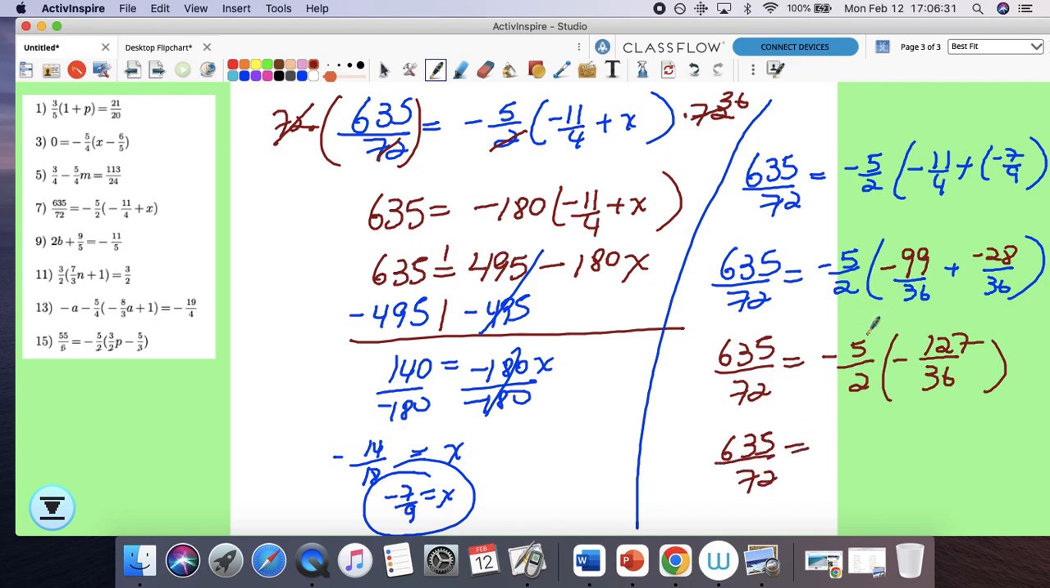So now the last thing we do is multiply these two numbers. So a negative and negative is a positive, good. Let's do the bottom because it's easy. 2 times 36 is 72, so far so good. And then multiply 5 times 127. And look, we do get 635.